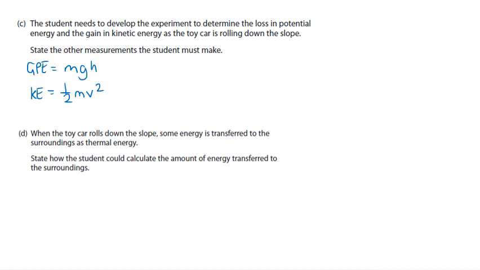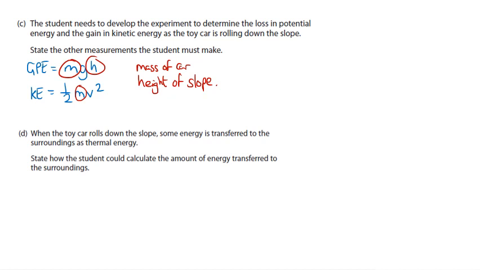So what else do they need to measure? They've worked out the speed. They also need to measure m, which appears in both equations, and h. So they need to measure the mass of the car, that's m, and the height of the slope, that's h. They don't need to measure g. G is just a constant, 10, that they would use, or 9.8, depending on which value they're asked to use. So just m and h.